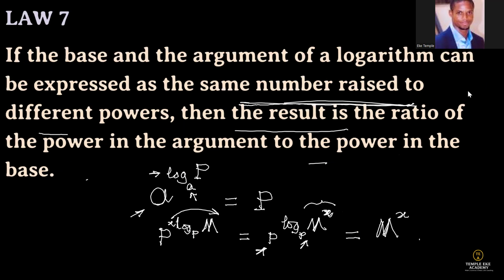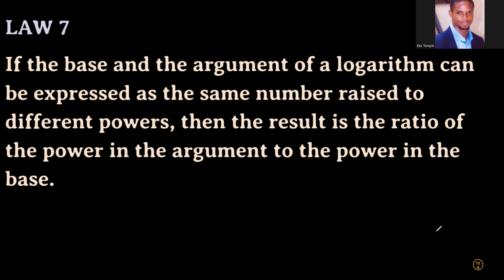All right. So we have law 7. If the base and the argument of a logarithm can be expressed as the same number, raised to different powers, then the result is the ratio of the power in the argument to the power in the base.